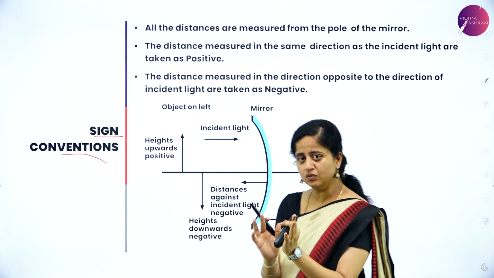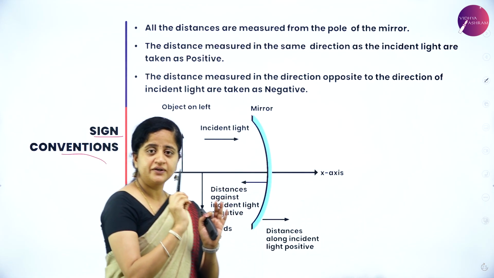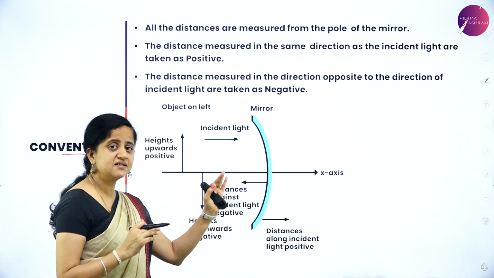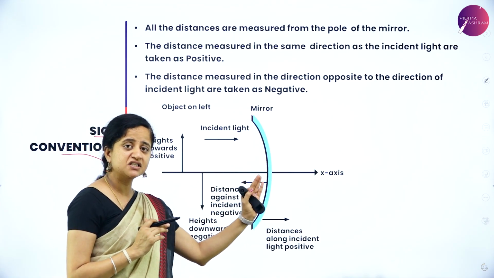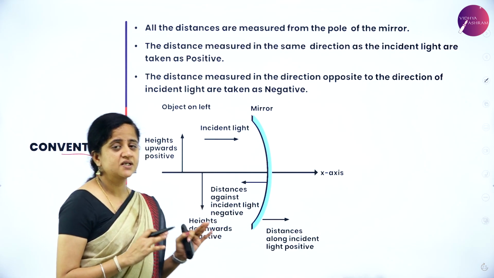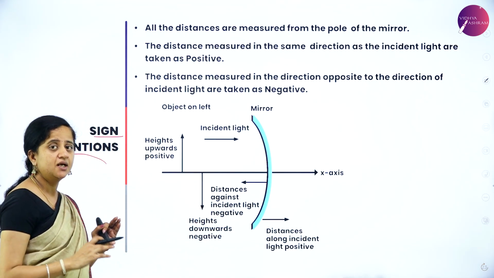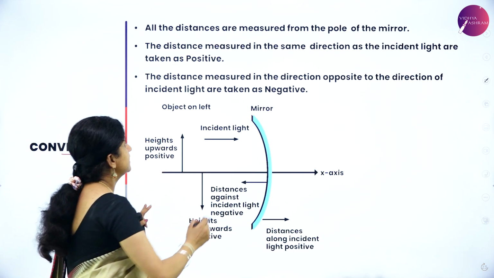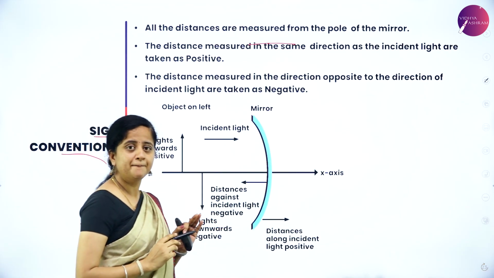There are certain rules to take the positive or negative sign for the distances, and where we can measure the distance from. All these rules are called sign convention. Let us now go through them one by one. The first one is, all the distances are measured from the pole of the mirror.